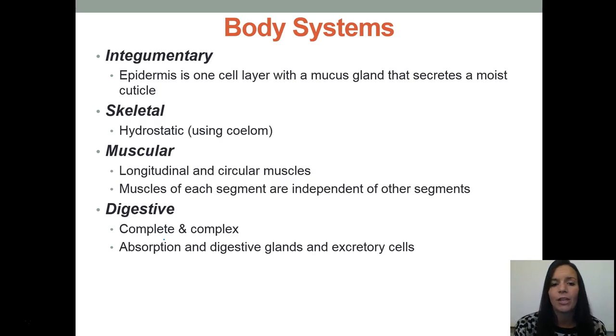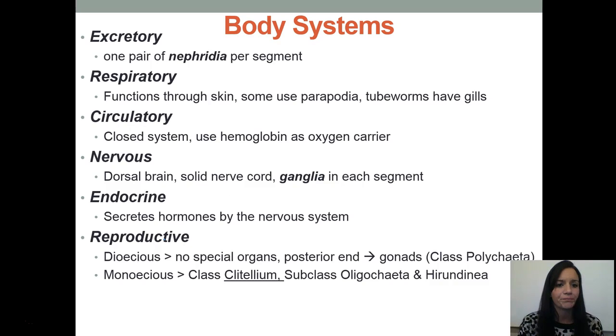Their skeletal system, they don't have bones like we tend to think of with a skeletal system, but they have a hydrostatic skeletal system, and they use their coelom for this. Muscular, they have two types of muscles, longitudinal and circular muscles, and these are independent of each segment. The muscles in each segment are independent. Their digestive system, like we said, is complete and complex, and you'll see that when we dissect these in class.